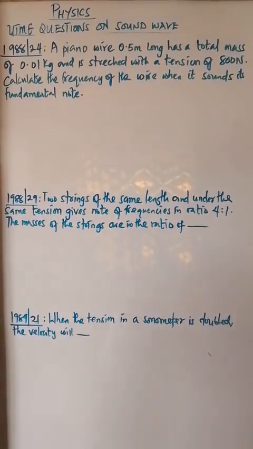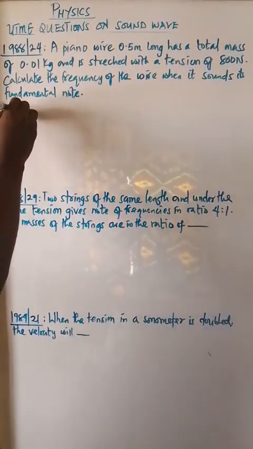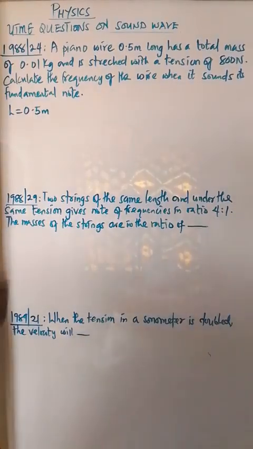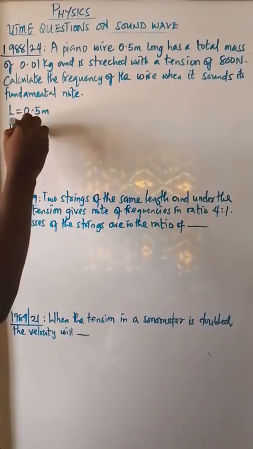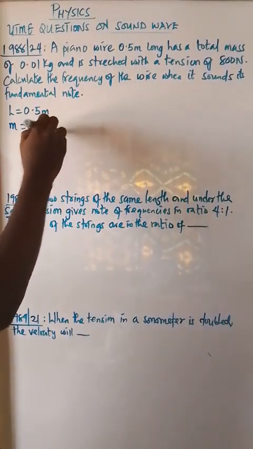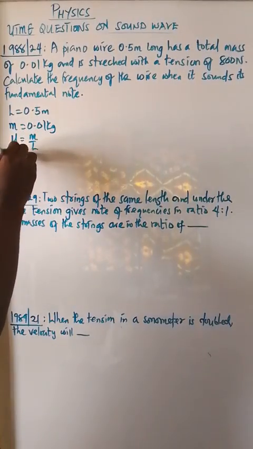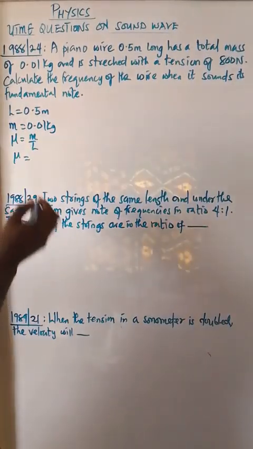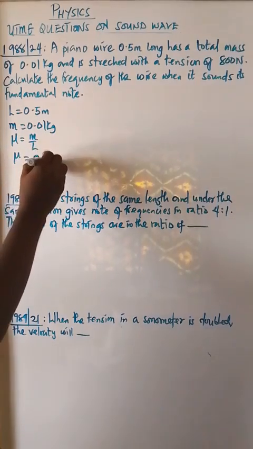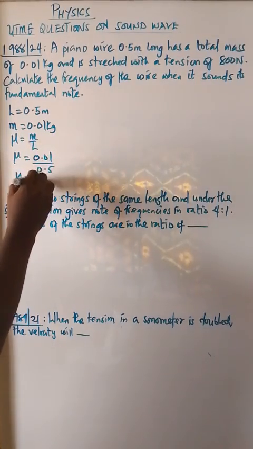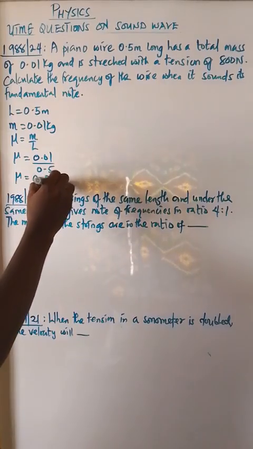A piano wire 0.5 meter long, so we are given the length of the piano wire to be 0.5 meter, has a total mass of 0.01 kg. But what we actually need is mass per unit length, not ordinary mass. So the mass is 0.01, the wire is 0.5, so it means the mass per unit length is 0.02 kilogram per meter.